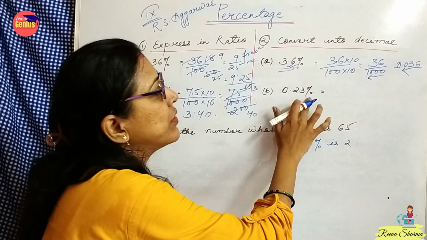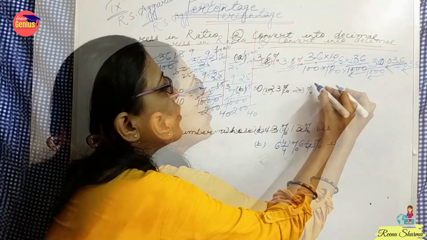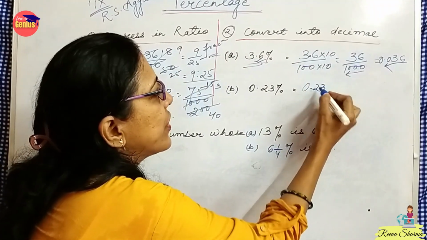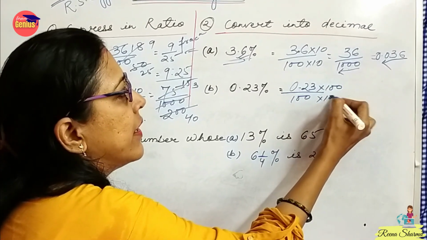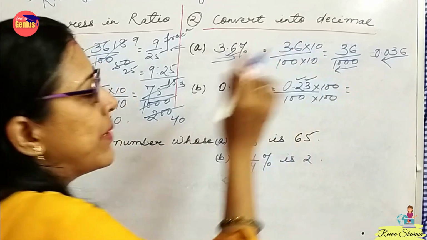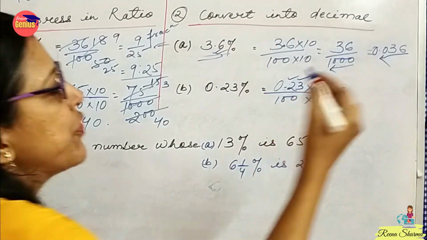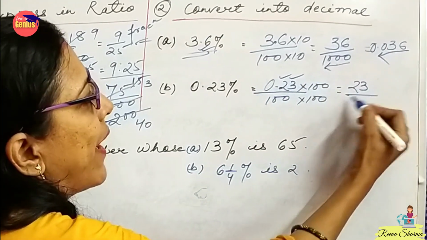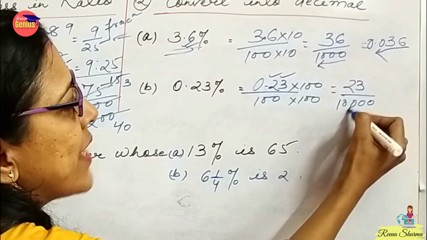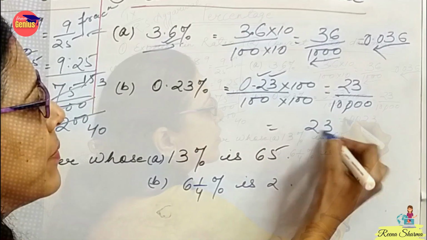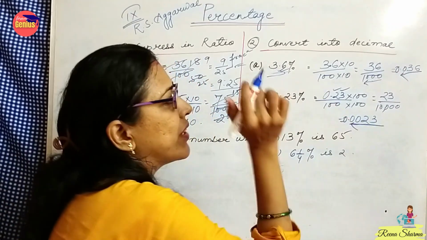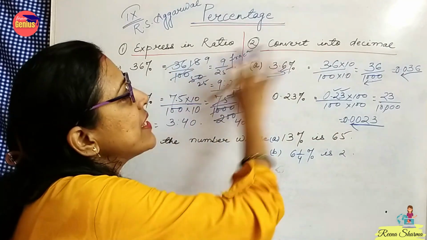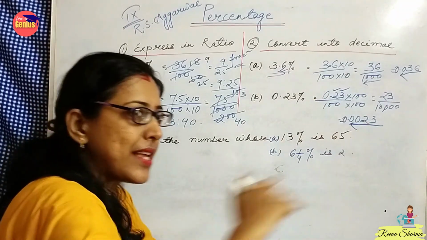Now 0.23% into decimal. So 0.23 by 100, multiplying by 100 in numerator and denominator, because after the decimal there are 2 digits. So now this is 23 by 10,000. So this is coming as 1, 2, 3, 4. From right to left we will count and we will give a point. So this is the way of converting into decimal.